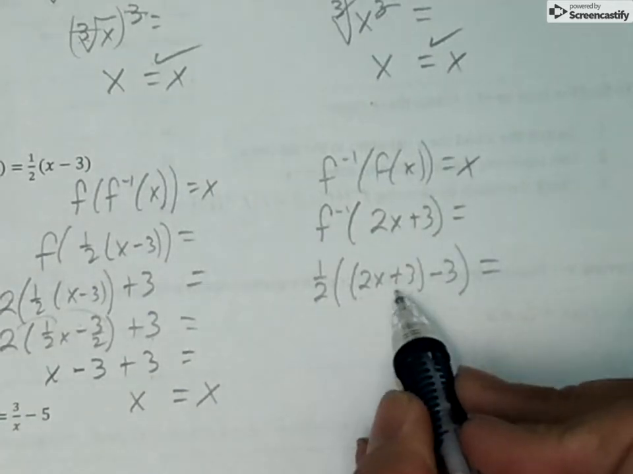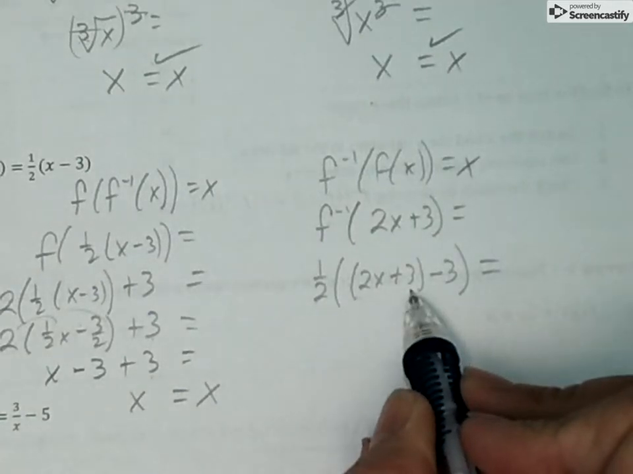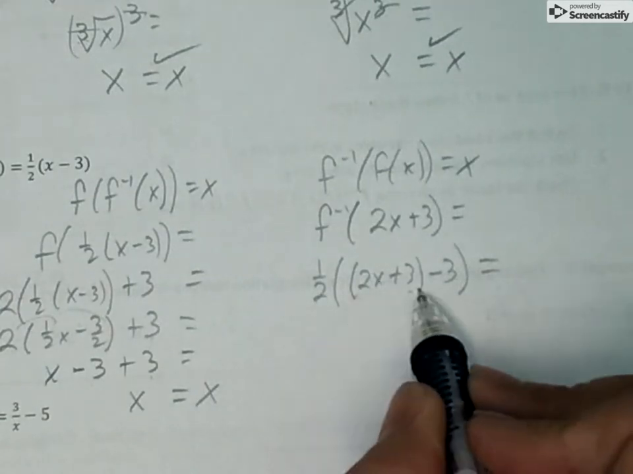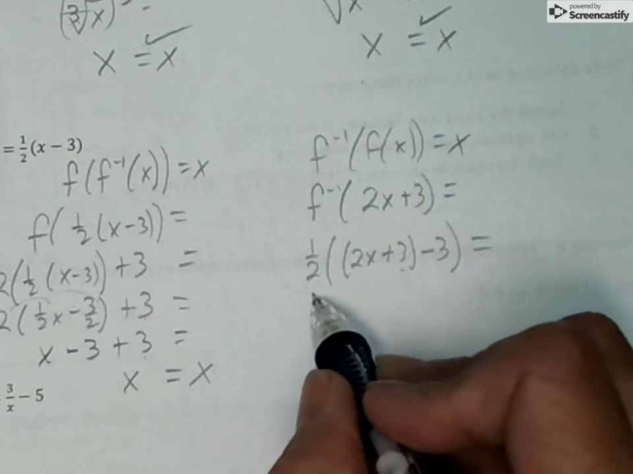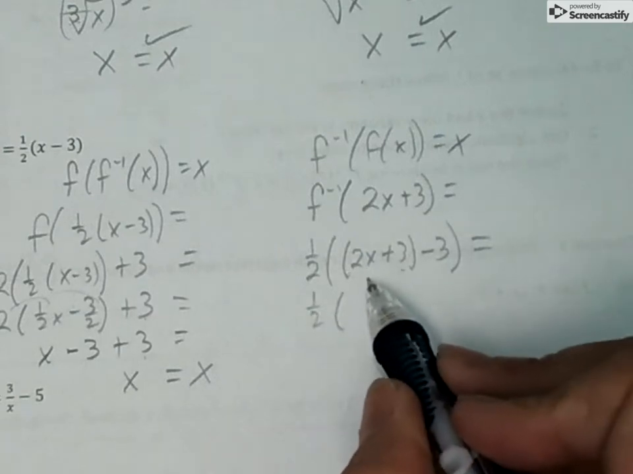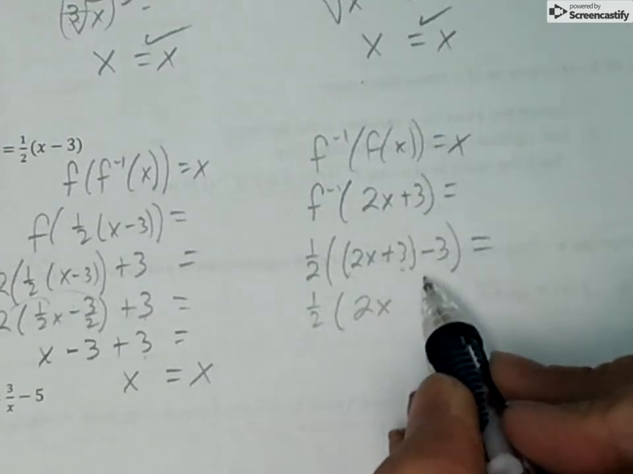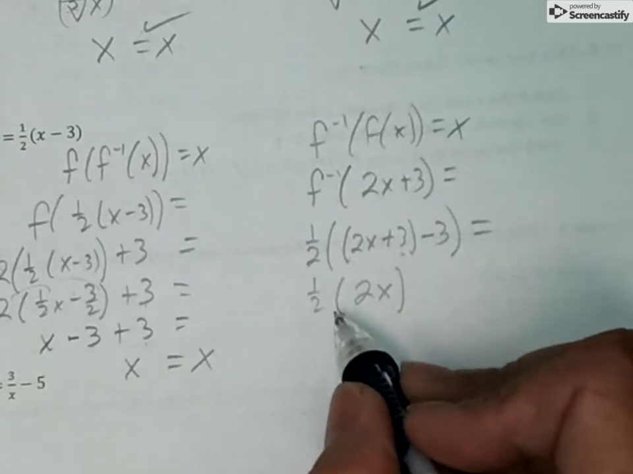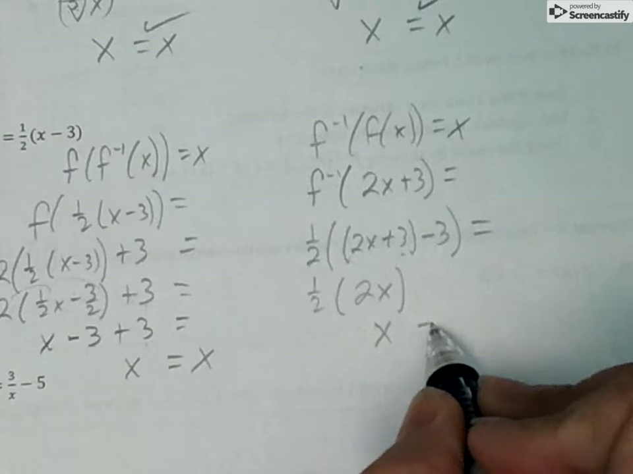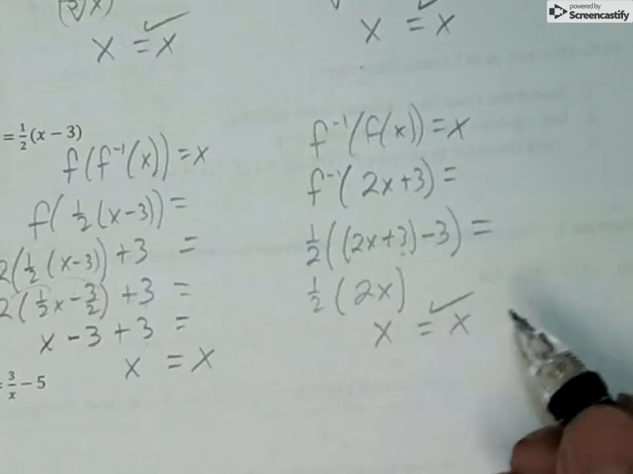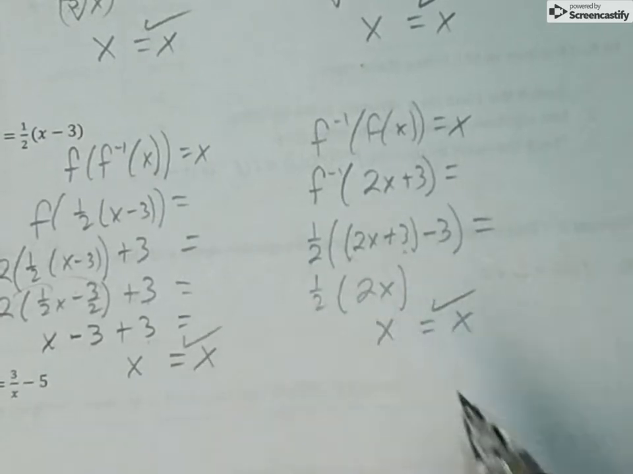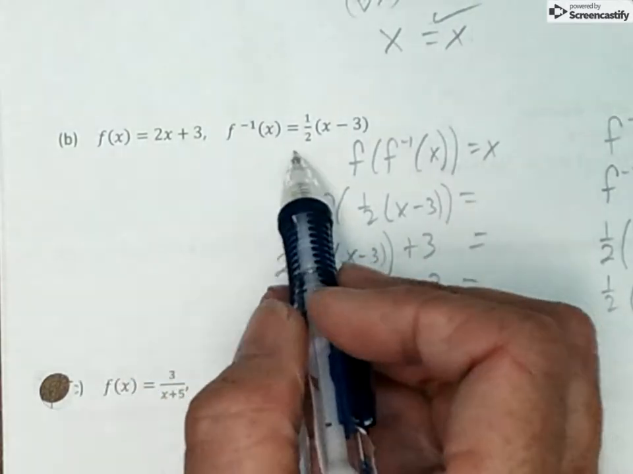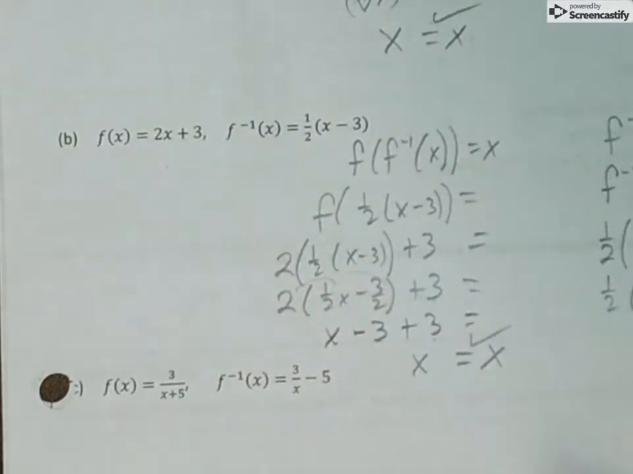And again, I've just left these parentheses to show where the input went, but they're not doing anything. I'm not distributing across them. So I have 1/2 times 2x. Now 3 minus 3, they cancel. So I have 1/2 times 2x. Well, 1/2 times 2x is just x. So x does equal x. Excellent. We've now proven that f inverse and f are inverses of each other.